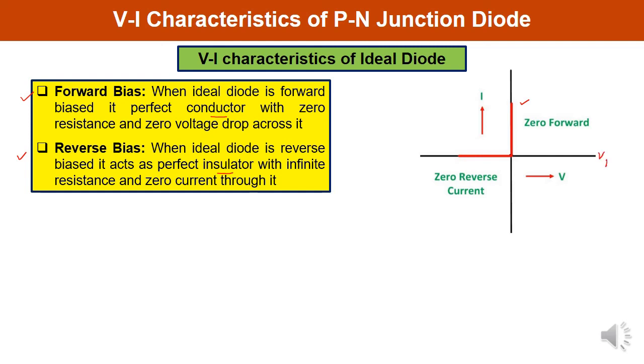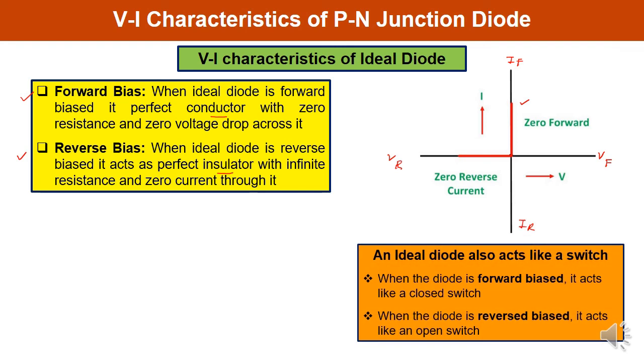This is forward voltage, forward current, reverse voltage, and reverse current. At the same time, you can summarize it. An ideal diode acts as a switch. When the diode is forward biased, it acts as a closed switch. When the diode is reverse biased, it acts as an open switch, because you know that in the forward bias it behaves as a perfect conductor, while in the reverse bias it behaves as a perfect insulator.